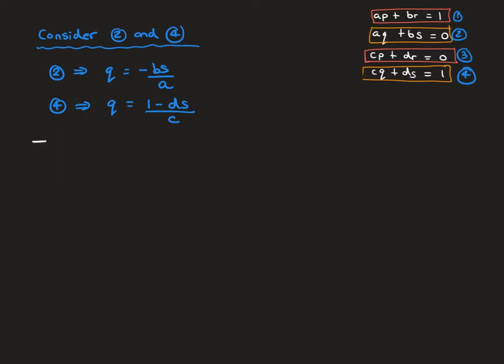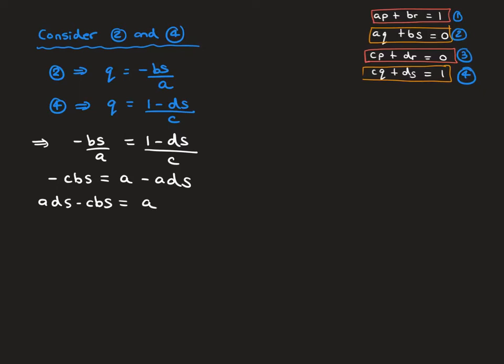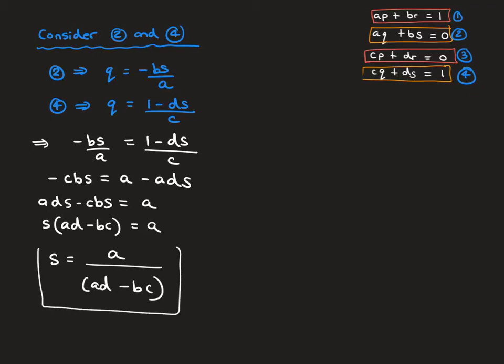Now, from here, what do I know? I then know that minus BS over A is equal to 1 minus DS over C, and I can now rearrange this to find out what S is in terms of A, B, C and D because we've eliminated anything else. So what does this give me? Let's keep rearranging it carefully. It tells me that S is equal to this. So S is equal to A over AD minus BC. And you might start to notice a pattern in the three values we've found so far.